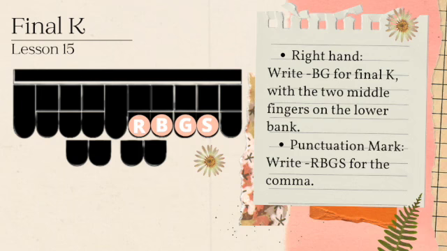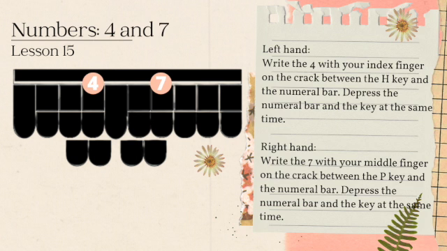And we have a punctuation mark in this lesson. That's final RBGS for the comma. So again, final RBGS represents comma. Let's have a review. Final FPLT for period, initials STPH for question mark. We have final RBGS for comma.